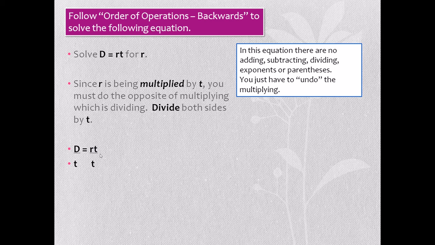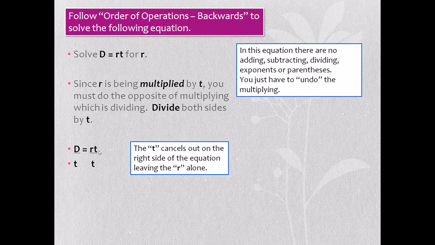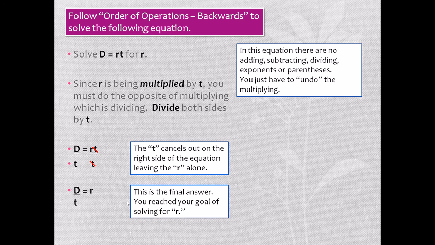And when I do t divided by t, they cancel out because t divided by t is 1. Just like pesos divided by pesos is 1, it's gone. And so I'm left with D divided by T equals R. R is now isolated, all alone. And that's your answer. You've reached your goal. Your goal was to solve for R. R is now alone. You did it. So D divided by T equals R is the final answer. Ta-da! All right, let's step it up.